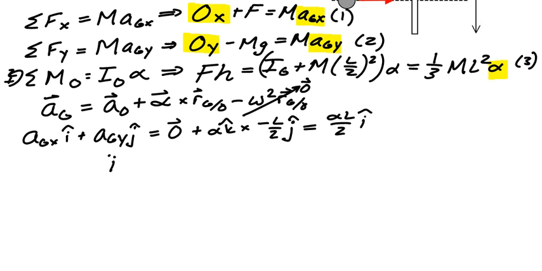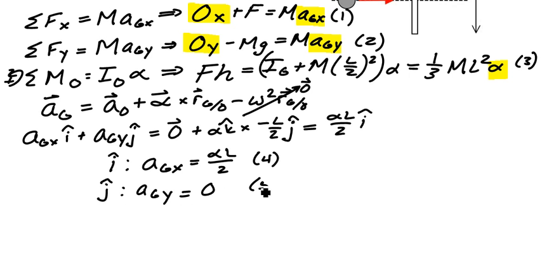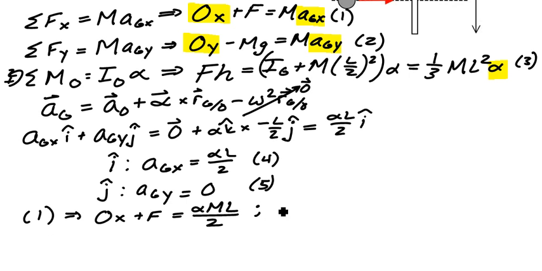If I break this into components, in the i direction agx is equal to alpha L over 2. We can call this equation 4. And if I look at the j component, agy is equal to 0. We can call this equation 5. Now if I take these two results and plug them back in, because I'm going to work this one all the way out for you, equation 1 becomes OX plus F is equal to alpha times capital M times L over 2. And equation 2 becomes OY minus mg is equal to 0.